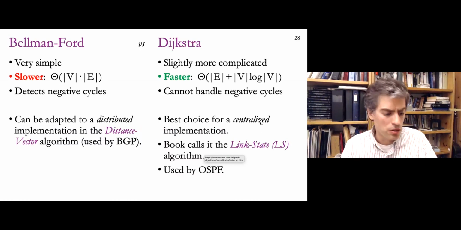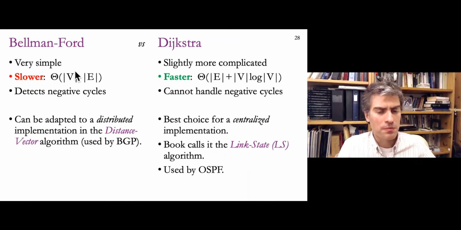Now, comparing those two, Bellman-Ford is simpler, but it's slower. Dijkstra's is faster, a little bit more complicated. Bellman-Ford handles negative cycles better. Dijkstra's algorithm does not handle that well, and we didn't really see why.